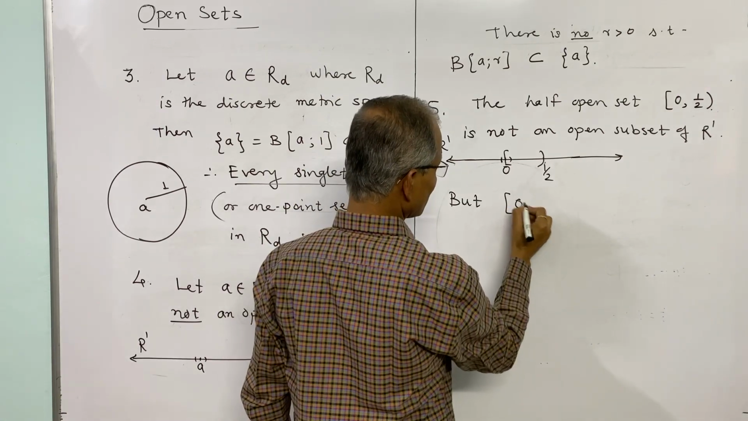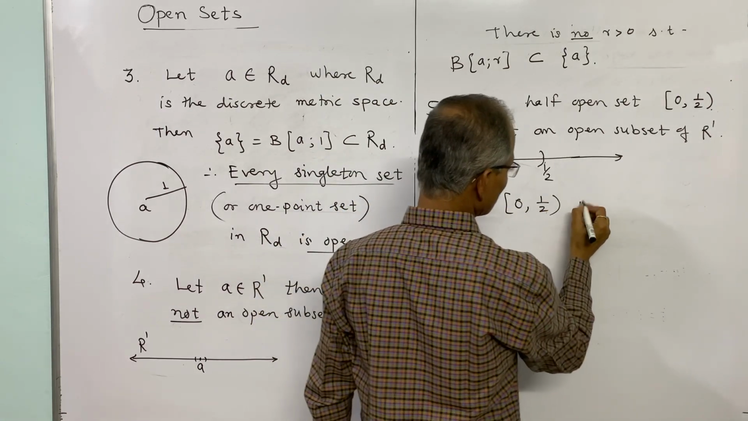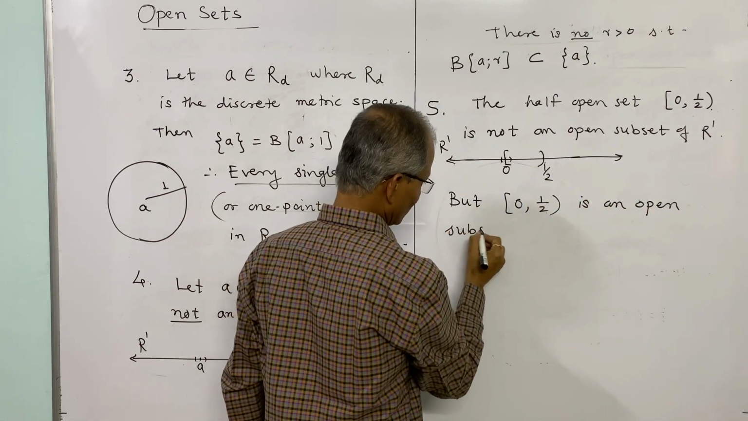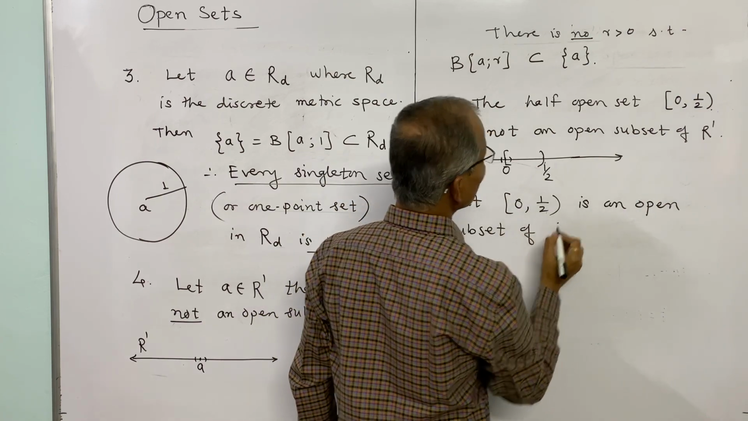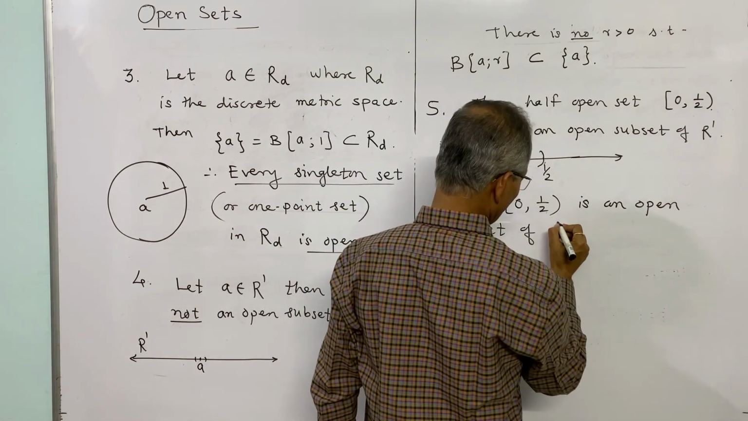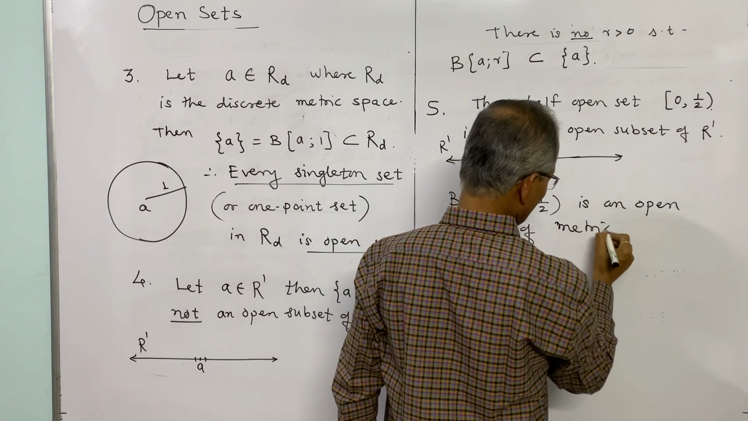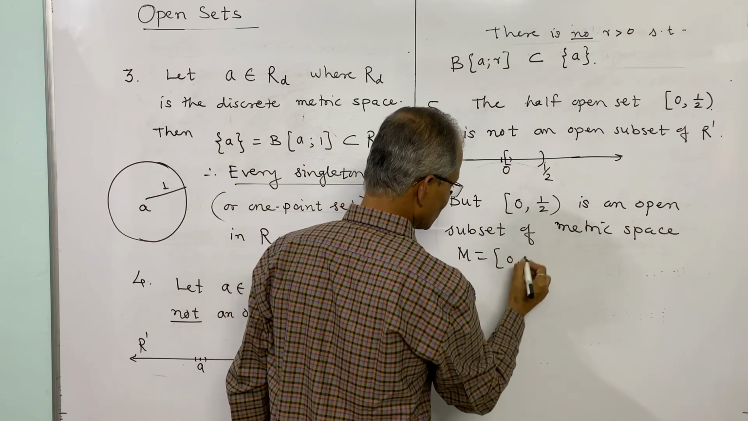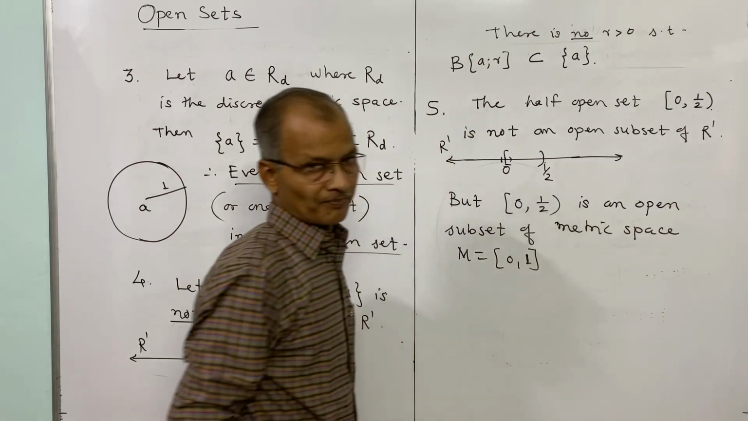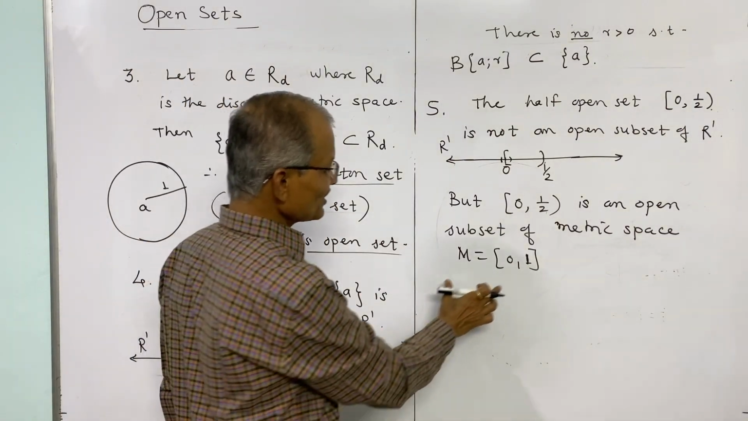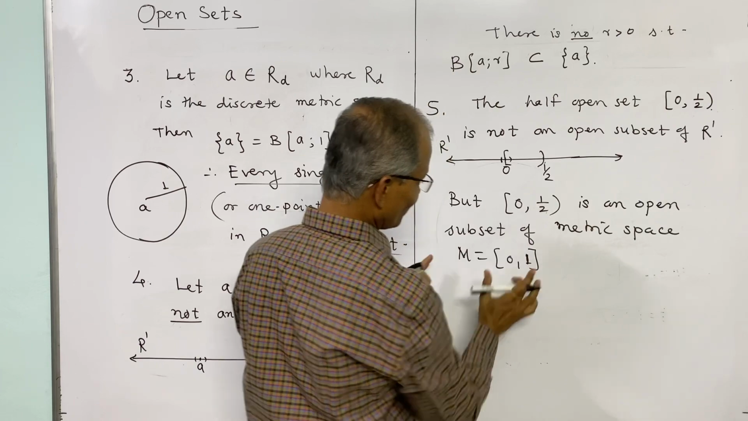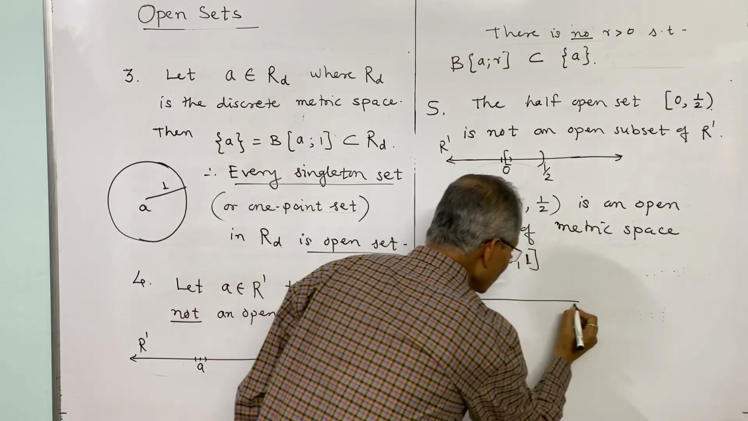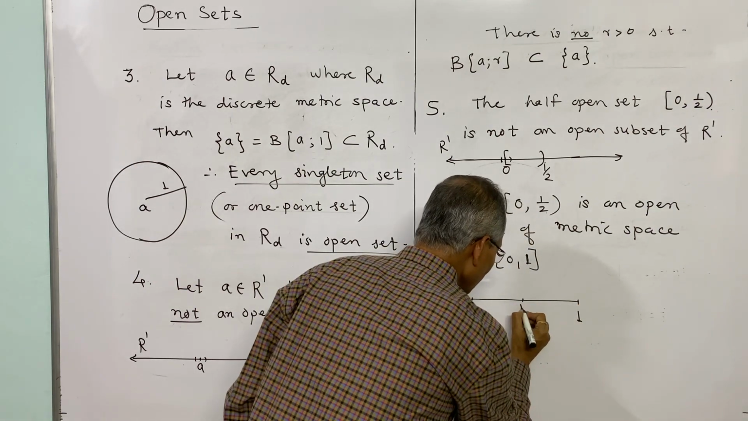But the same set, 0 to half, is an open subset of the metric space M, that is the closed interval 0 to 1 with the same absolute value metric. Now what happens here: instead of the infinite line R1, we have the metric space only 0 to 1. Here this point is 0 and this is 1. Half is the middle point here.